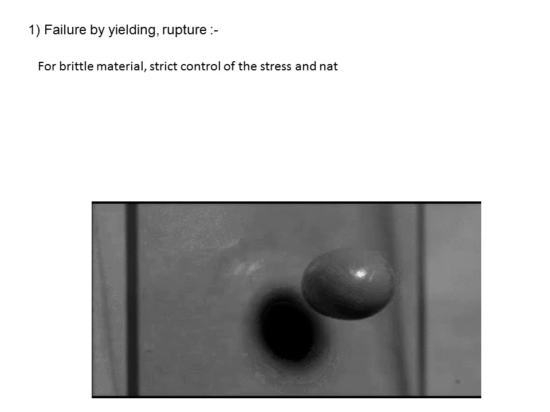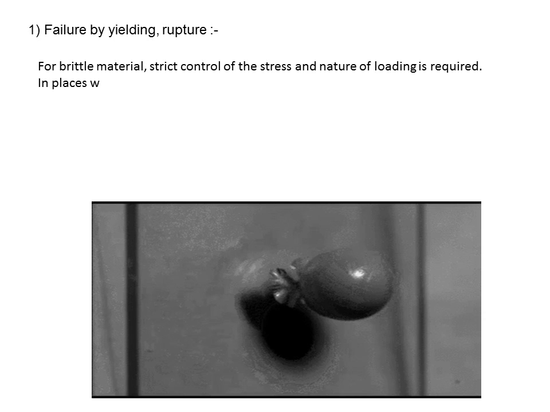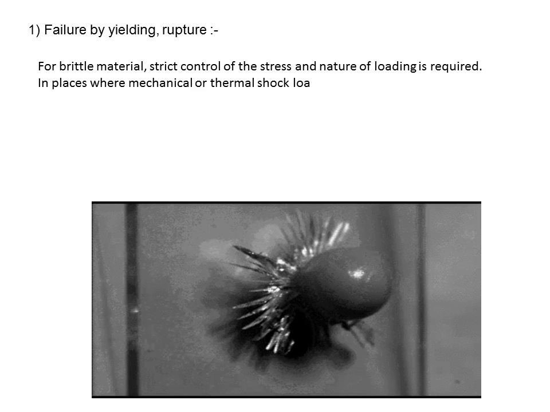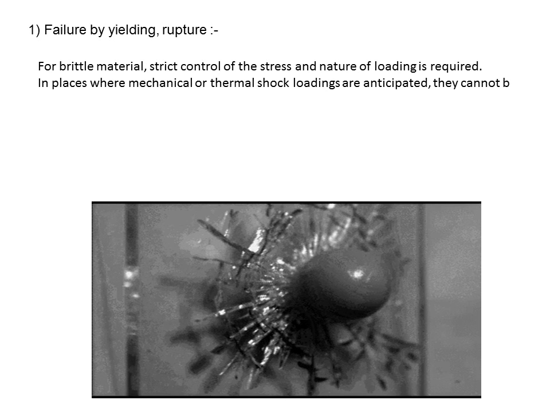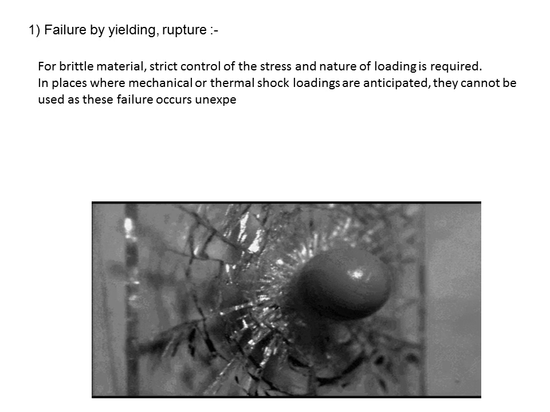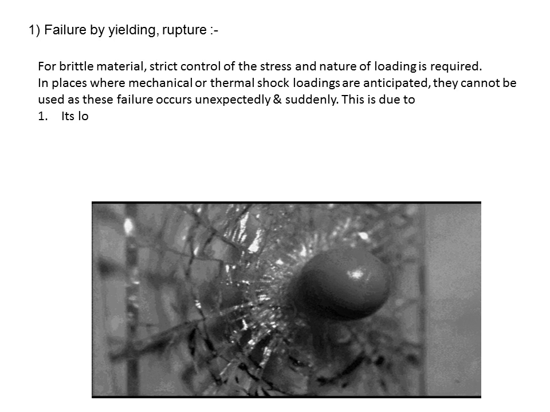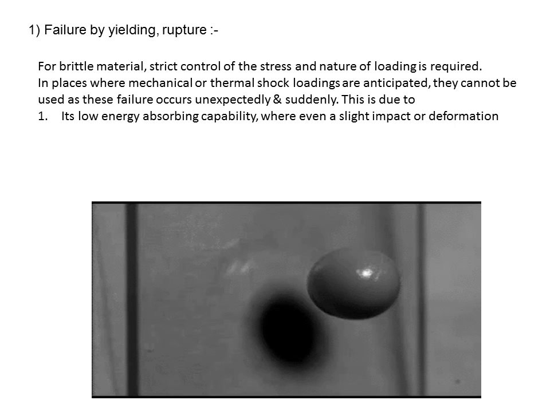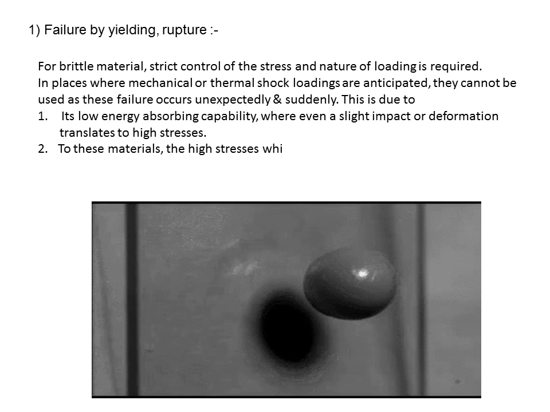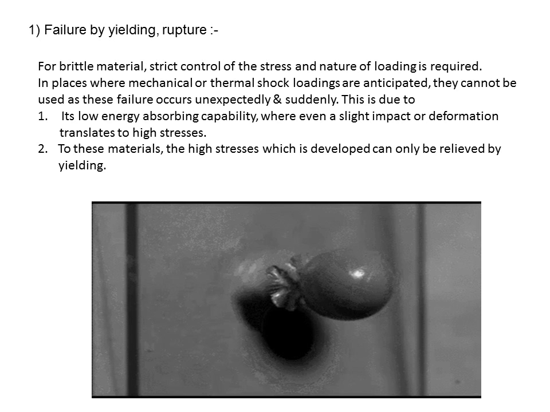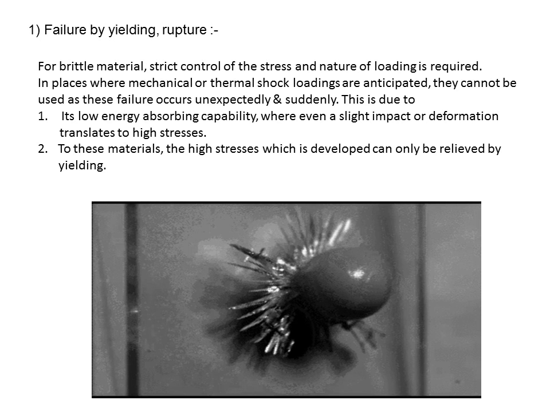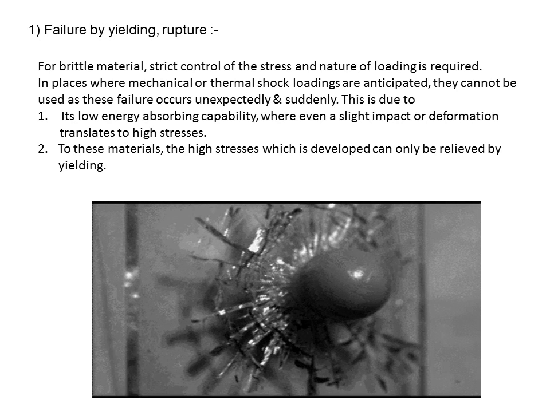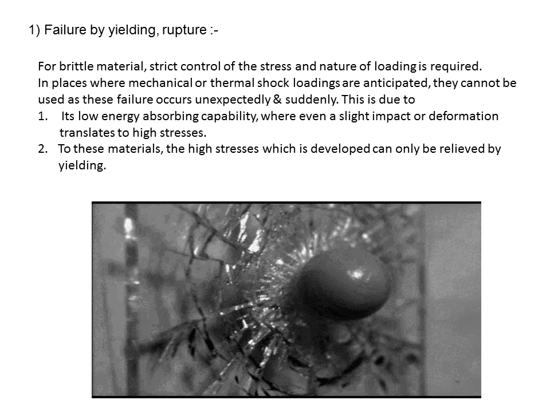For brittle material, strict control of stress and nature of loading is required. In places where mechanical or thermal shock loadings are anticipated, they cannot be used, as failure occurs unexpectedly and suddenly. This is due to the brittle material's low energy absorbing capacity, where even a slight impact or deformation translates to higher stresses. And in these materials, the high stresses developed can only be relieved by yielding. So it just yields at the very onset of the impact loading.